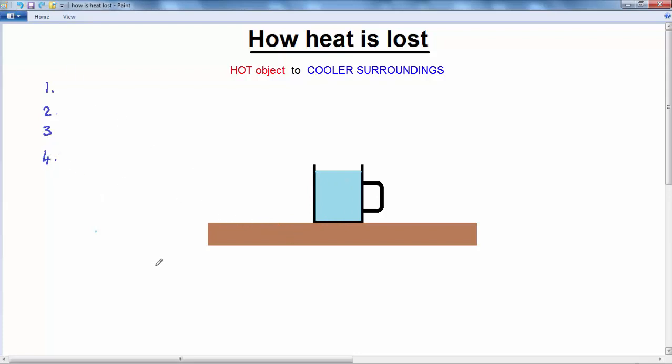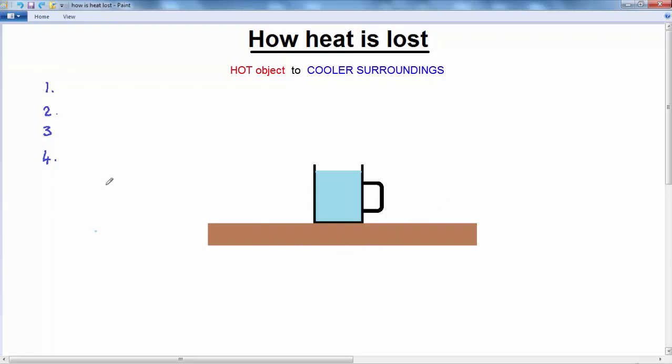Now, what is important to mention here is that whenever heat is lost, usually in a situation, it's not just one form of heat transfer that's taking place, but often 2, 3 or even 4 different forms of heat transfer can take place at the same time, and that's exactly what's happening here with this cup of tea.